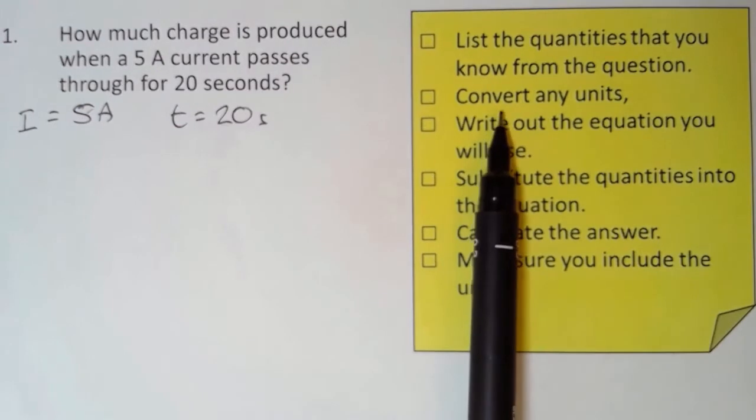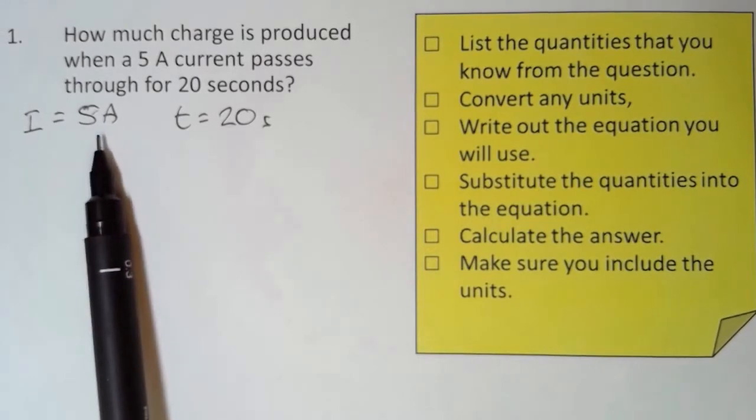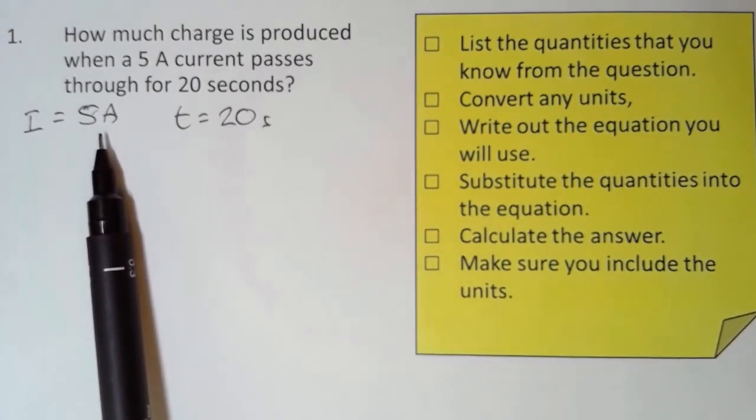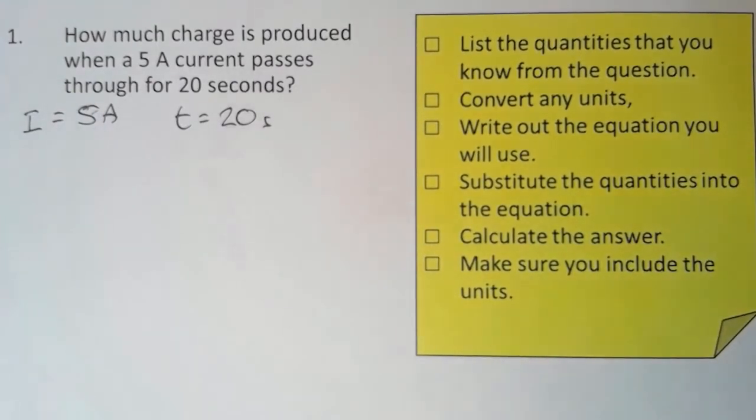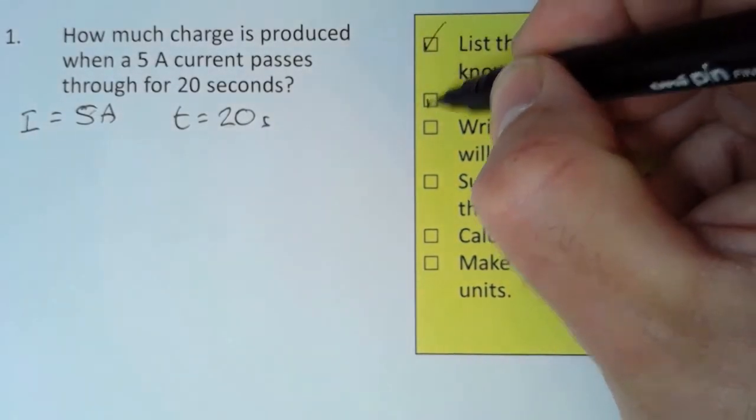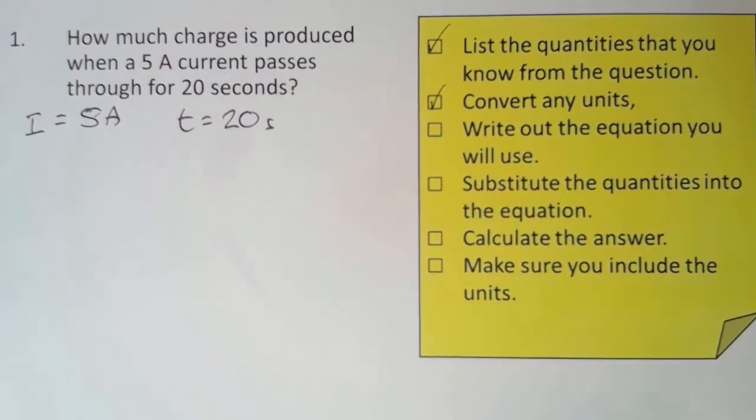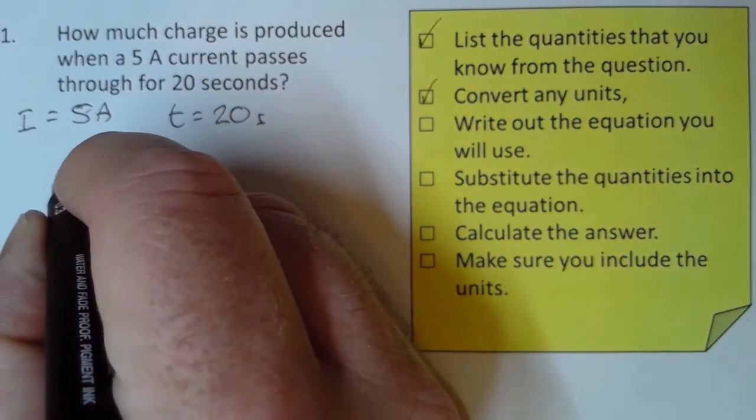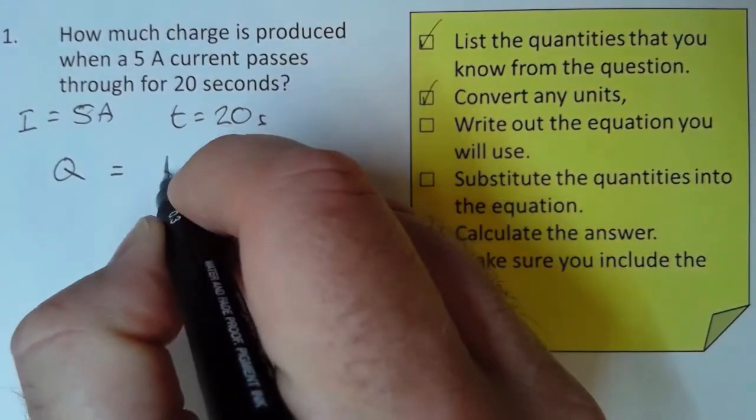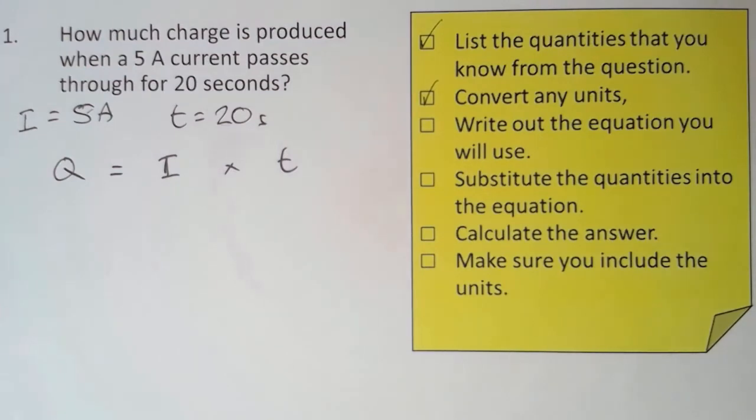Next, we need to convert any units that we have. Okay, so let's take a look. What do we measure current in? We measure current in amperes, so that's fine. We don't need to change that, and we don't need to change the time from seconds to anything else. So we don't need to worry about converting any units. Next, we need to write out the equation that we're going to use. Now, I would recommend that you space out your equation. This is what I mean. So Q is equal to I times T. The reason for that will become clear in a second.